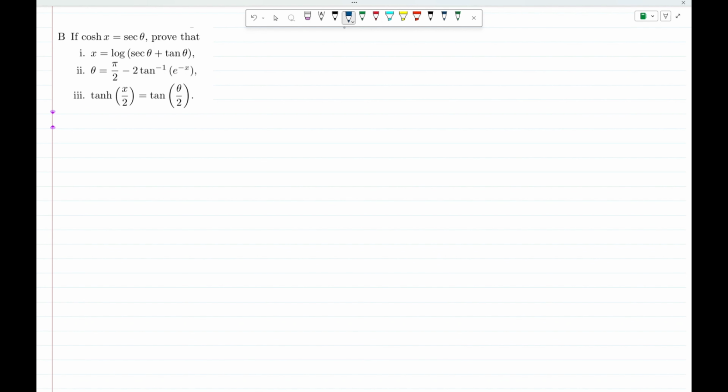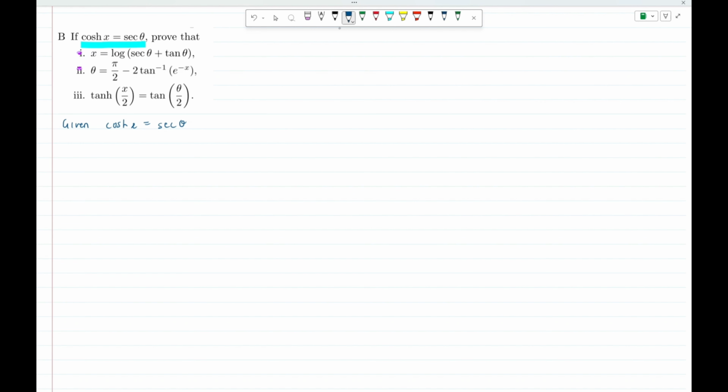So here we have question number 2b. It is based on the module complex numbers, hyperbolic functions and logarithms of complex numbers. So we are given an equation which says that cos hyperbolic of x is equal to secant of theta, and we are required to verify three things. So I'll just say that we are given cosh x is equal to sec theta.